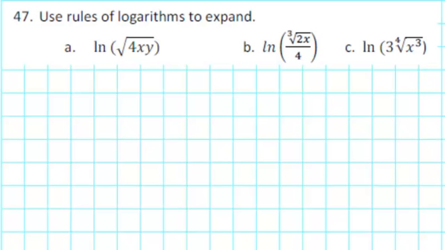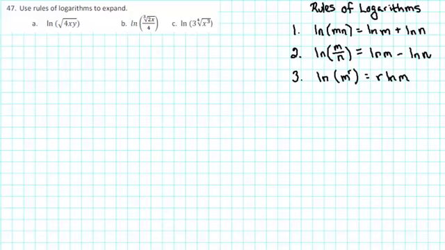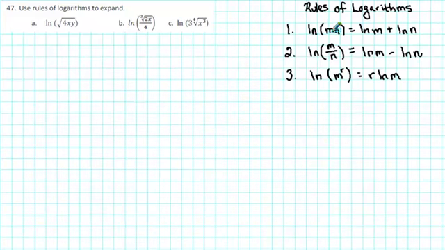Use rules of logarithms to expand. Well, first of all, let's review the rules of logarithms. First of all, the logarithm of a product is equal to the logarithm of the first factor plus the logarithm of the second factor. Second, the logarithm of a quotient is equal to the logarithm of the numerator minus the logarithm of the denominator. And third, the logarithm of a power is equal to the exponent of the power times the logarithm of the base.